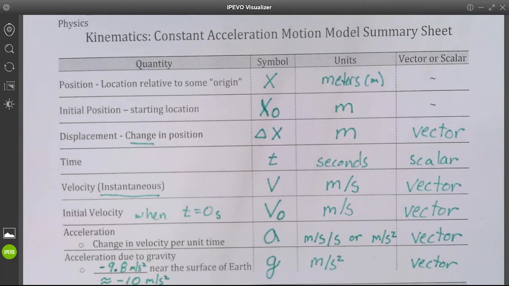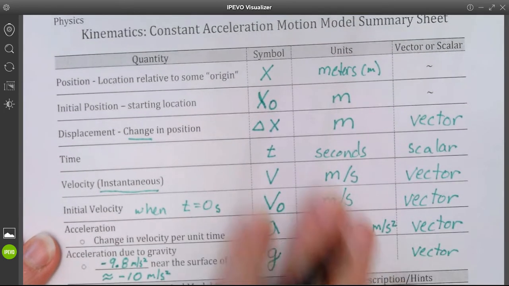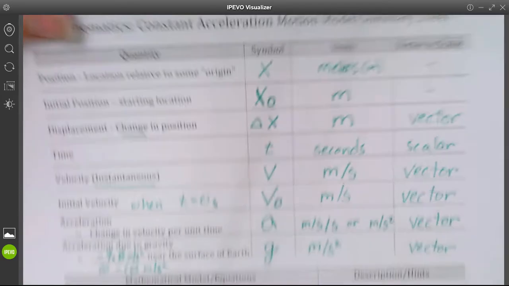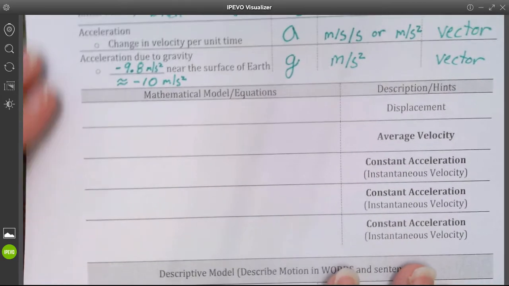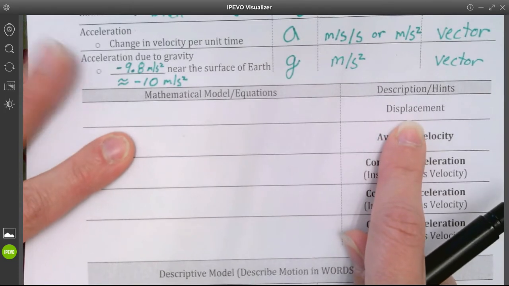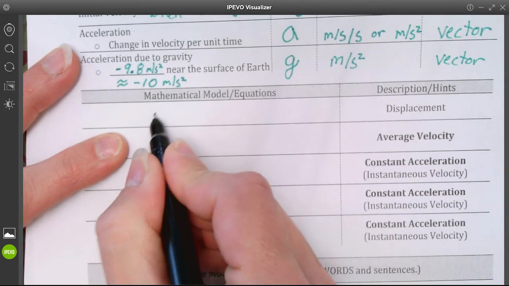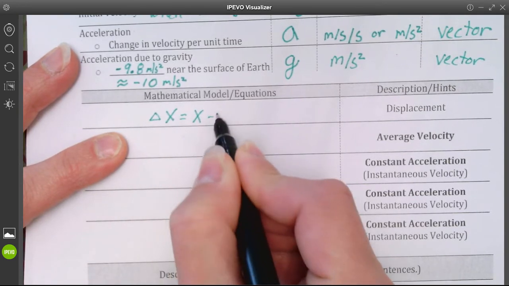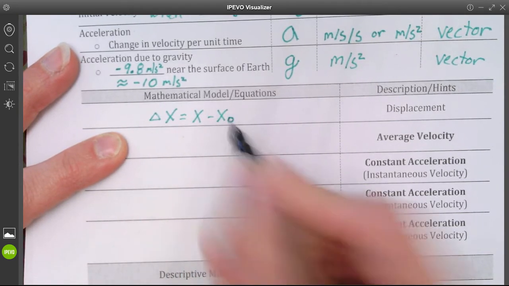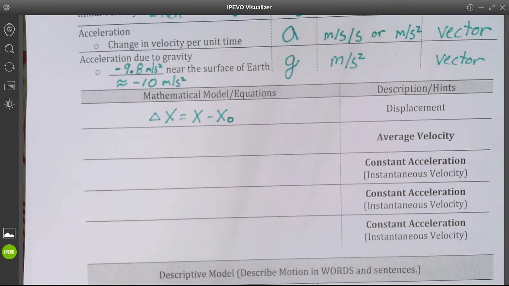So we're going to continue taking a look at our constant acceleration model summary sheet. In a previous video, we took a look at all of our different quantities and symbols. Next, we're going to look at our mathematical models and equations. Displacement is delta x, and it is our final position minus our initial position. Remember, displacement tells us where did we end up compared to where did we start, regardless of how we got there.